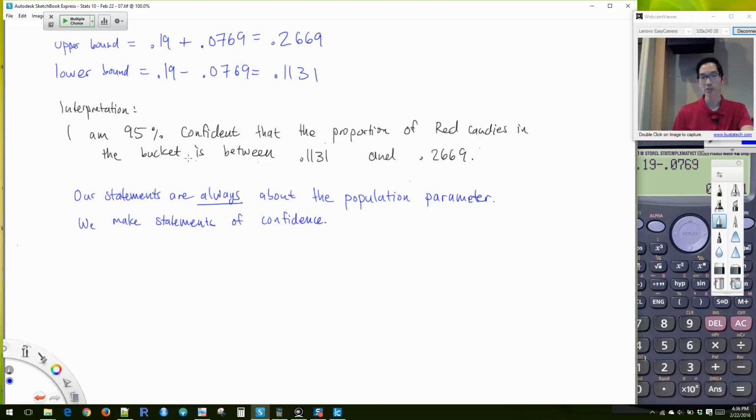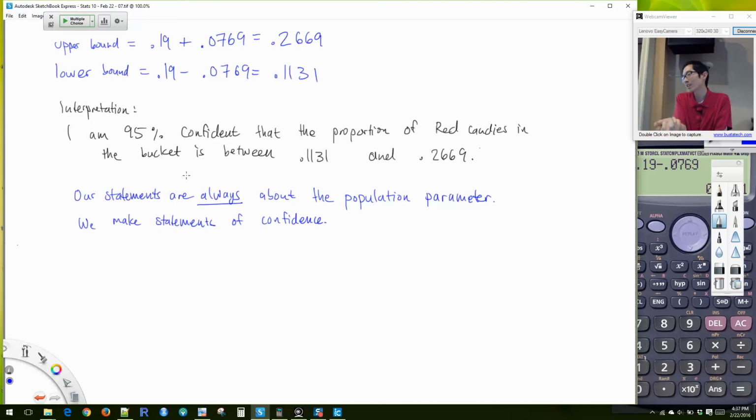Well, first of all, does this make sense? We're saying I'm 95% confident that the proportion of red candies in the bucket is between basically 11% and 27%. So what we're saying is I didn't get to count all of the candies in the bucket. There's too many candies for me to count. All I did was take a handful of random candies, 100 of them, and I found that 19% of those candies are red. And because 19% of those candies are red, I know things like the bucket's not 70% red.